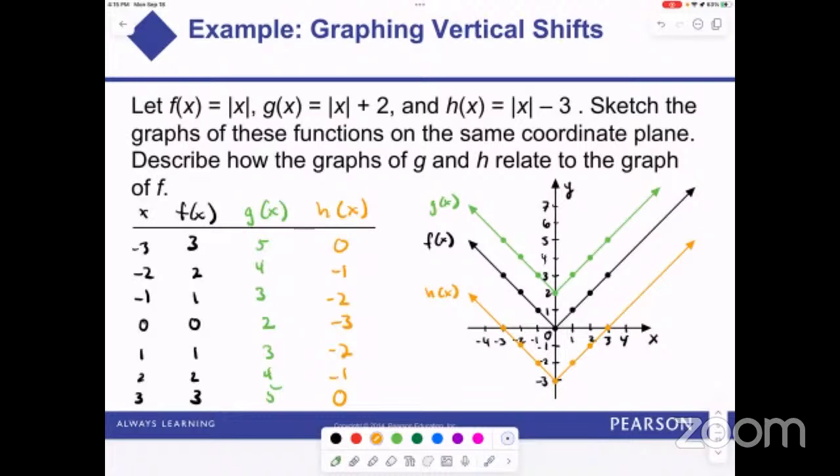So you should notice something. As far as the graph as we went from f to g, what manipulation did we apply to f in order to produce g? What manipulation did we apply to f in order to produce h, right? So notice that for g, we added a positive on the outside of our basic function. So that caused the original graph to go up by 2. With h, we subtracted a positive on the outside, and it caused it to go down, right?